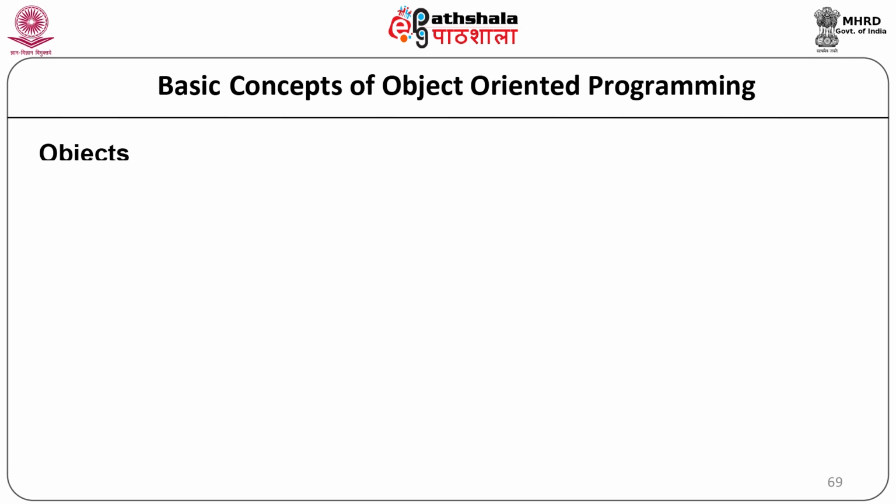Objects are the basic runtime entities in an object-oriented design. They may represent a person, a place, a bank account, a table of data or any item that the program may handle. They may also represent user-defined data types such as vectors and lists. A programming problem is analyzed in terms of objects and the nature of communication between them. Program objects should be chosen such that they match closely with the real-world objects.